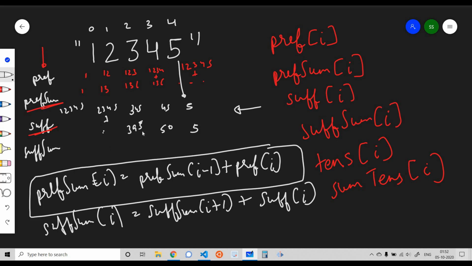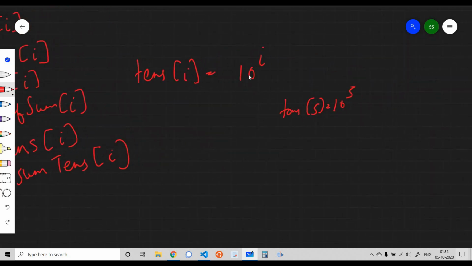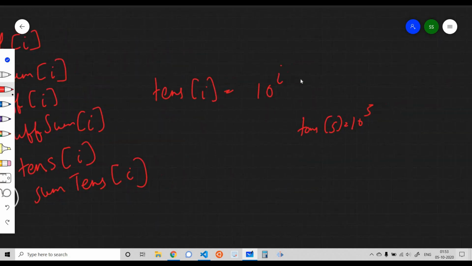These are the 4 terms and 2 terms are remaining. This tens i is basically 10 raised to the power i. So tens 5 would be 10 raised to the power 5. And yes, during the calculation of all these terms, I am also taking the modulus of it.